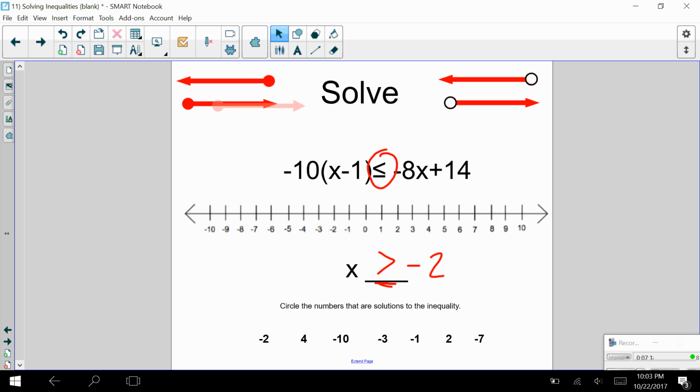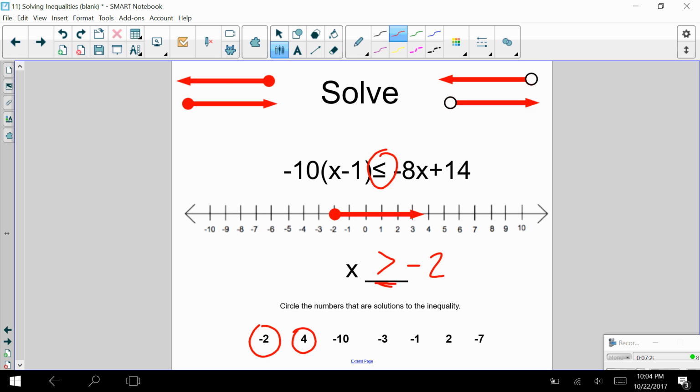I want a closed circle on -2, and I'm going to choose everything that is greater than or equal to -2. In this case, I would choose -2 because it's equal to.